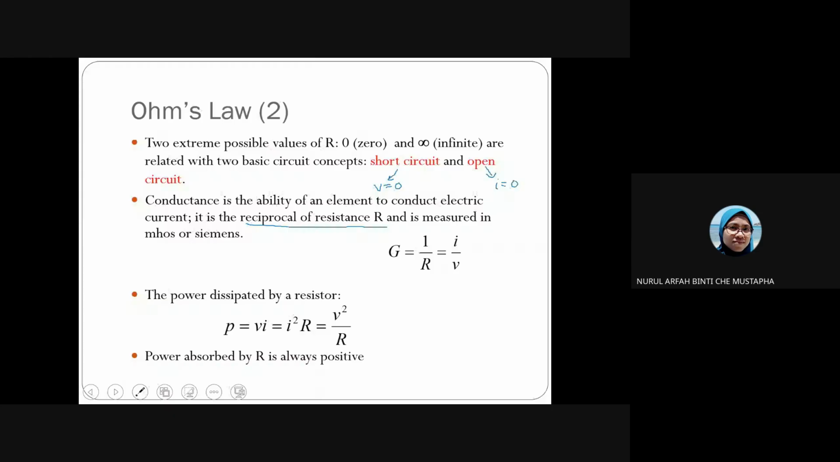When power is negative, what do we call the power? Absorb or supply? Supply. Okay, power is supply. That's right.